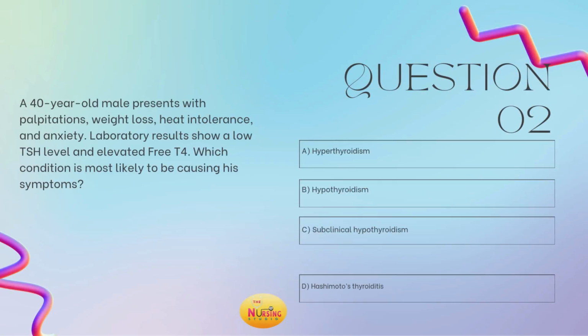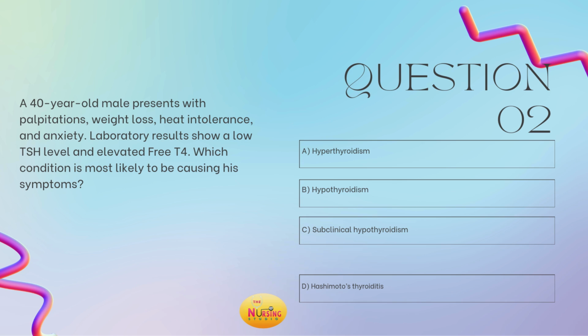Question number two, a 40-year-old male presents with palpitations, weight loss, heat intolerance, and anxiety. Lab results show a low TSH level and elevated free T4. Which condition is most likely to be causing his symptoms? Is it A, hyperthyroidism, B, hypothyroidism, C, subclinical hypothyroidism, or D, Hashimoto's thyroiditis? Take a moment to tell me what you got, y'all.